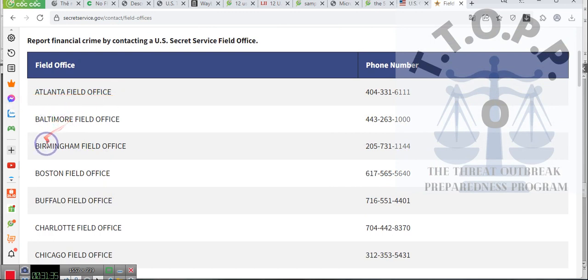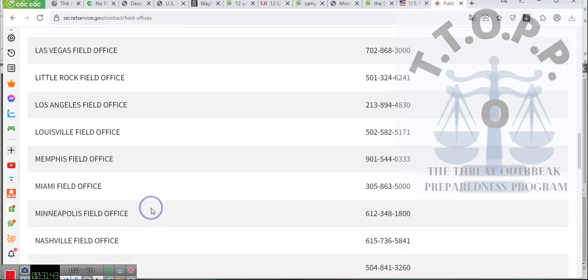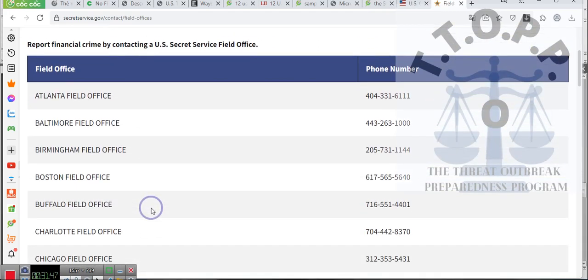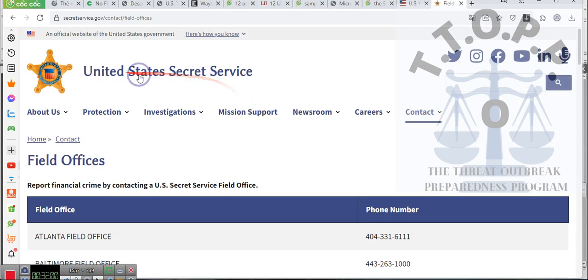This is Atlanta, Baltimore, Birmingham, Boston, Buffalo, Charlotte, and Chicago. There's more, but I don't want to give you all of them because that's not my job. Ladies and gentlemen, call them. Ask the questions. Okay? See, report financial crimes by contacting a Secret Service field office. Call them and ask. United States Secret Service. Call them. Ask them about the act.